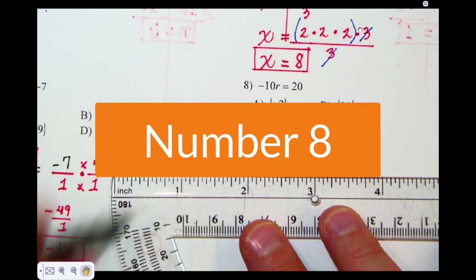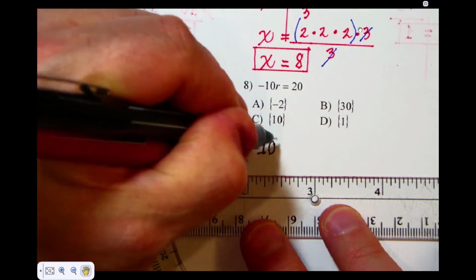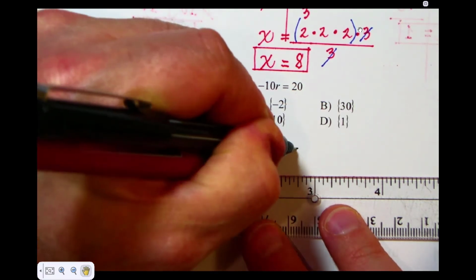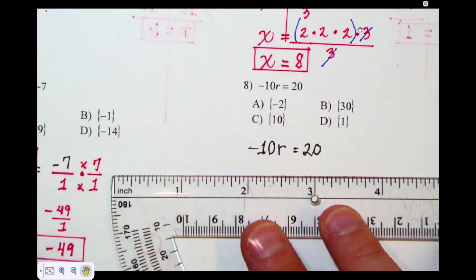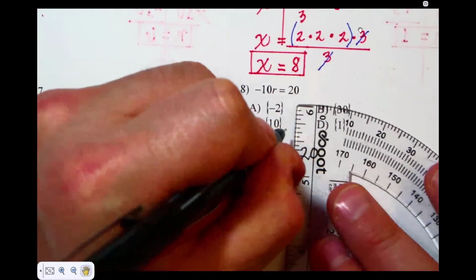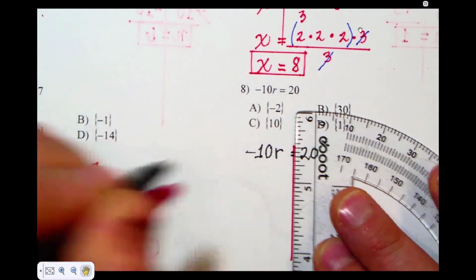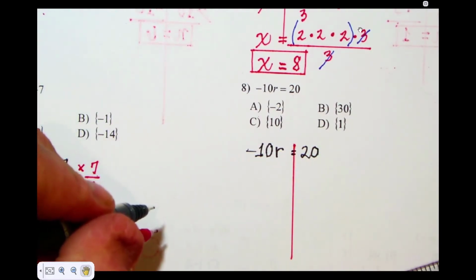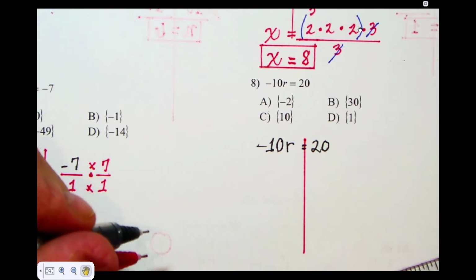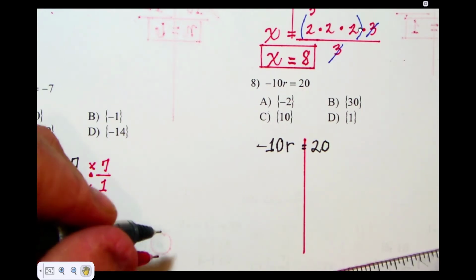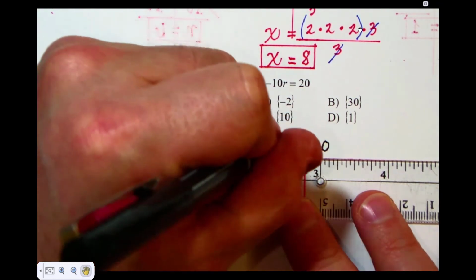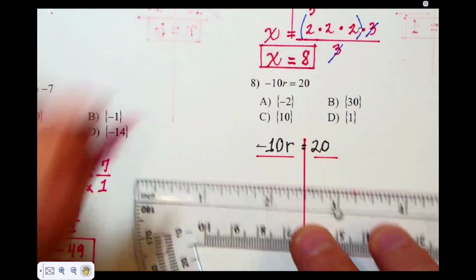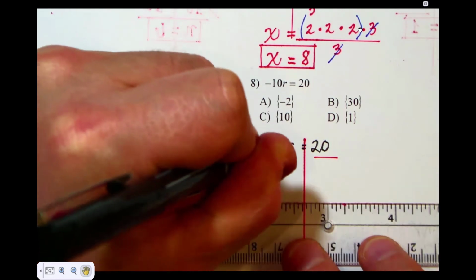Number 8, negative 10r equals 20. I assure you none of you would want my salary. Okay. Now everybody says the same thing. Divide both sides by negative 10, right? That's exactly what we're going to do. Divide both sides by negative 10.